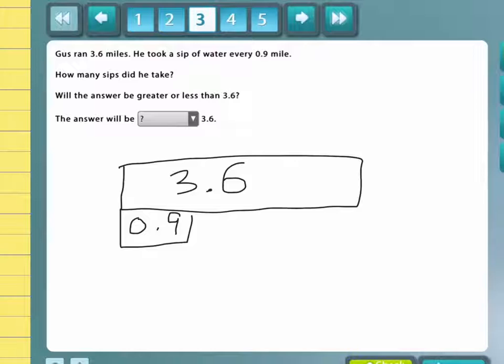If Gus ran 3.6 miles, he took a sip of water every 9/10 of a mile. How many sips did he take? Will the answer be greater or less than 3.6? Well, looking at this, you're dividing by a number that's less than 1, so your quotient is going to be greater than the original number, greater than the dividend, because you're dividing by a smaller number. So the answer is going to be greater.